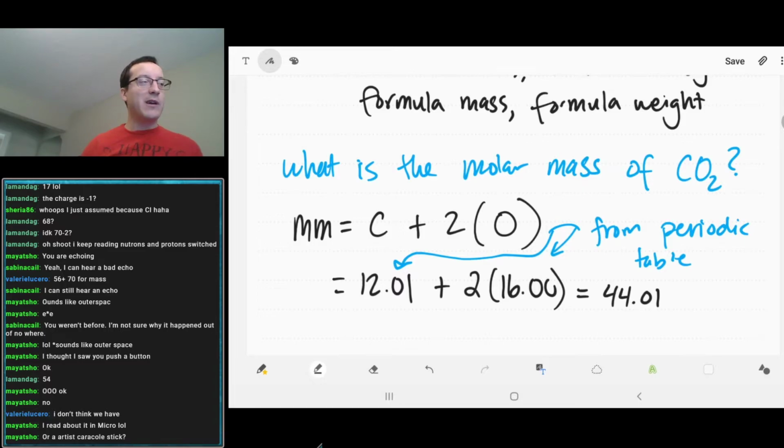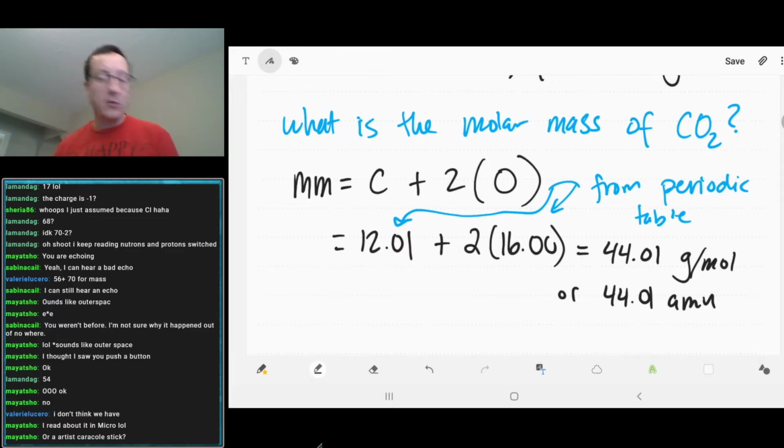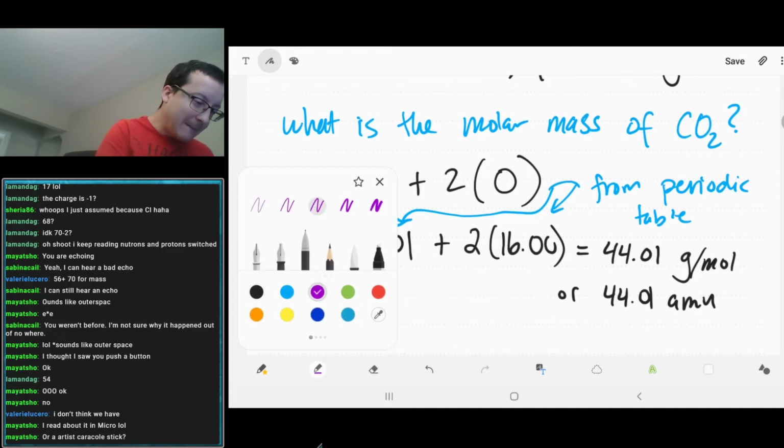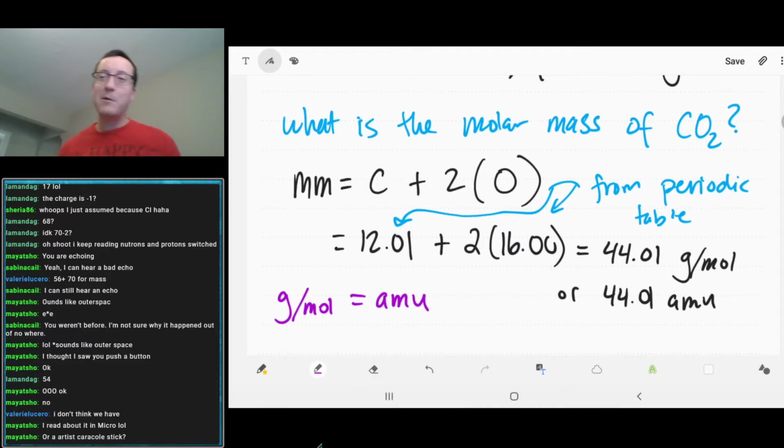And in case you're wondering about units here, the units are either going to be grams per mole or AMU. Grams per mole and AMU are the same unit. Let me write that as well. By the way, the abbreviation for mole is MOL because why not? Let's just drop one letter from it and abbreviate it for some reason. So grams per mole and AMU are going to be the same unit.